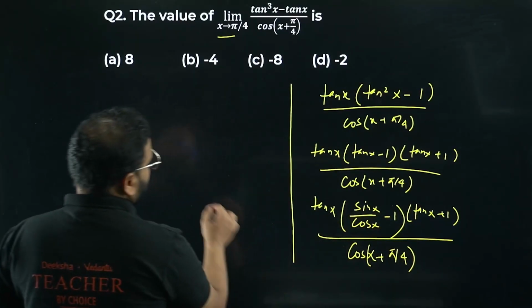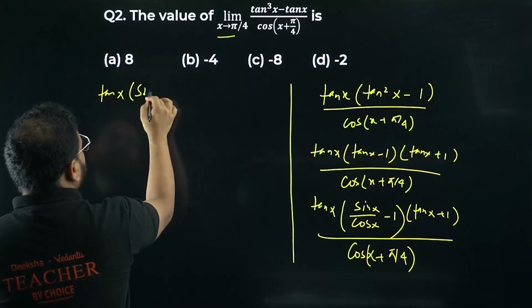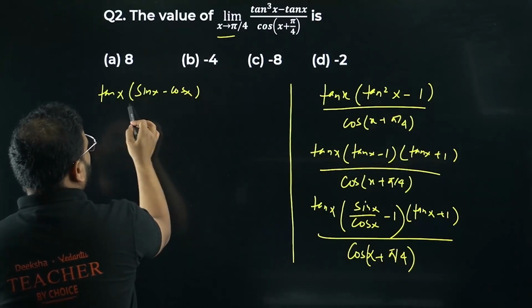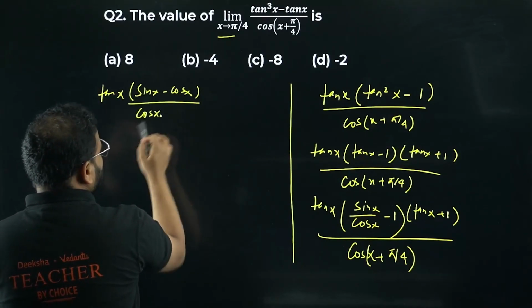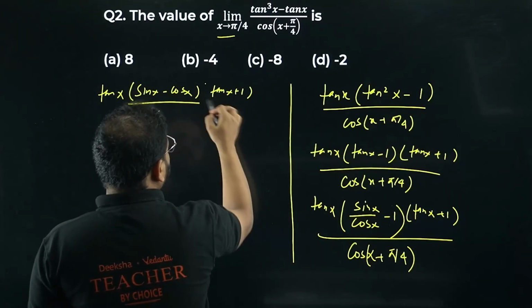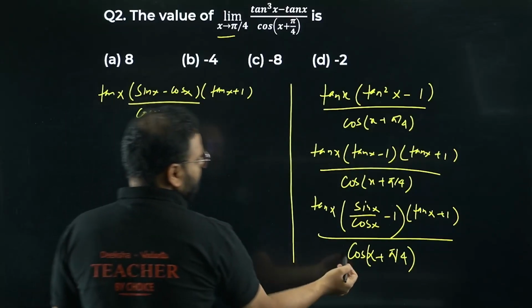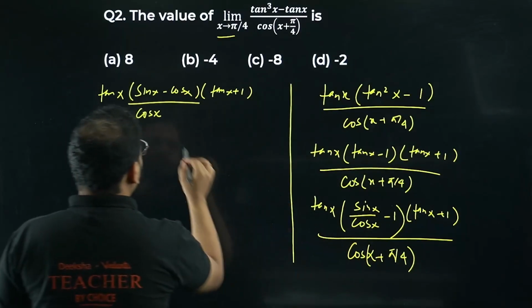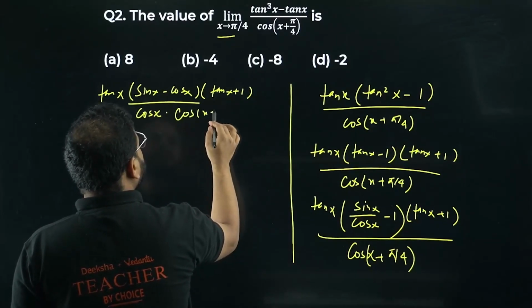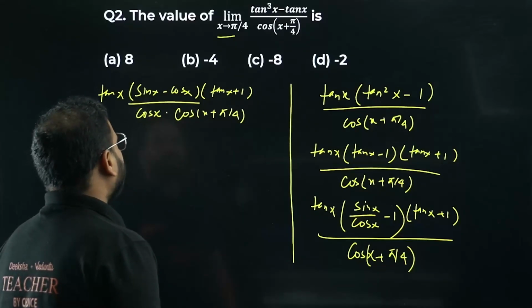So let's do that. I'll have here tan x times sin x minus cos x, and of course divided by cos x, and write this tan of x plus 1. Then this cos x will come down, so write this over here next to this: cos of x plus pi by 4.